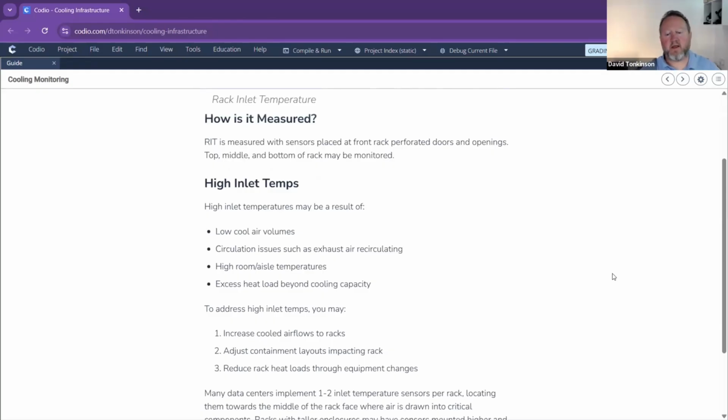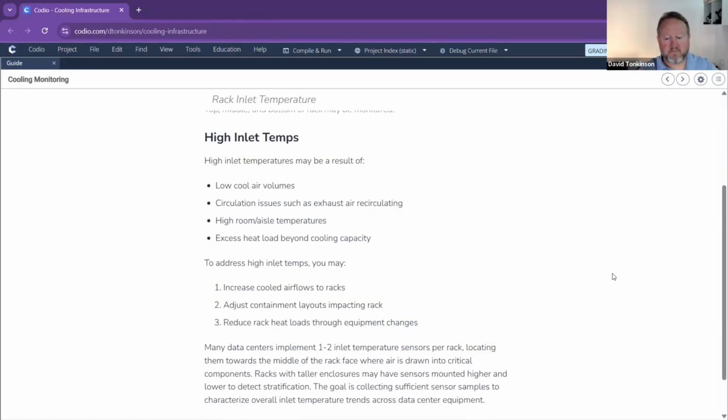We could get high inlet temperatures as a result of low cool air volumes, as in our air conditioning is not pumping stuff around enough. Could be circulation issues where the cold air is not able to get out and do its job. It's not able to get sucked through, so it stays in that location. High room aisle temperatures are the typical one. As I said, it's normally the cold aisle section that we put these in.